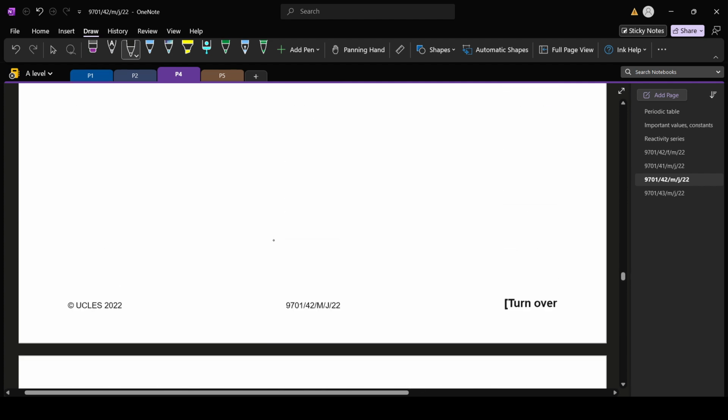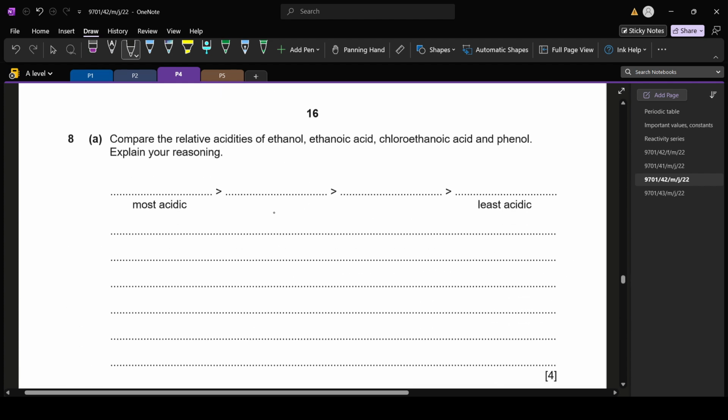Now moving towards question number 8. Compare the relative acidities of ethanoic acid, chloroethanoic acid and phenol. Okay. So chloroethanoic acid is going to be the most acidic because this has chlorine attached. Which is more acidic is dependent on how easily a compound loses the H plus ions.